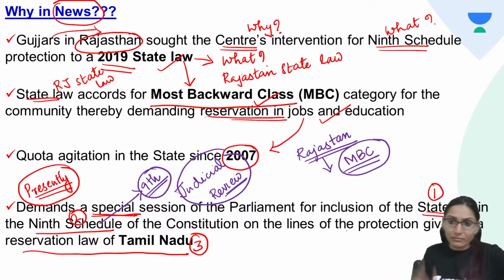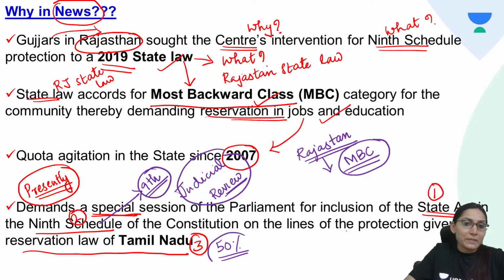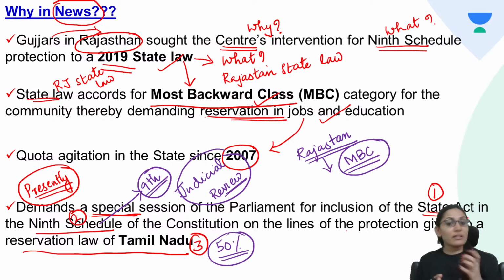Okay. Now, the third thing, what is the case of Tamil Nadu reservation? We know that the Supreme Court has declared that the total reservations cannot be over and above 50%, which means the maximum reservation that can be given is 50%. This is the Supreme Court judgment in the Indra Sawhney case. So, in this case, the Supreme Court has made it very clear that the reservation quota cannot be more than 50%. But in the case of Tamil Nadu, the reservation quota has crossed 50%, it's almost 69%.